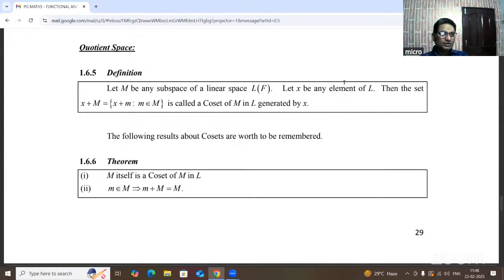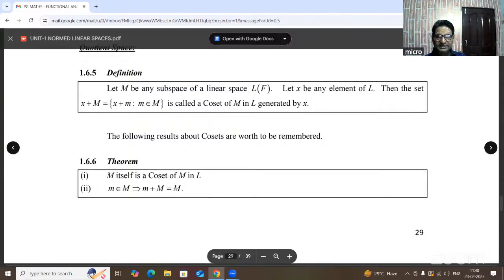The quotient space in linear algebra is V by W. But here the normal linear space is denoted by N and M is a subspace. From the linear space L over F, M is a subspace. So x is one of the elements, x belongs to L, then the set is denoted by x plus M, where capital M is the subspace. This is the definition of a coset element.